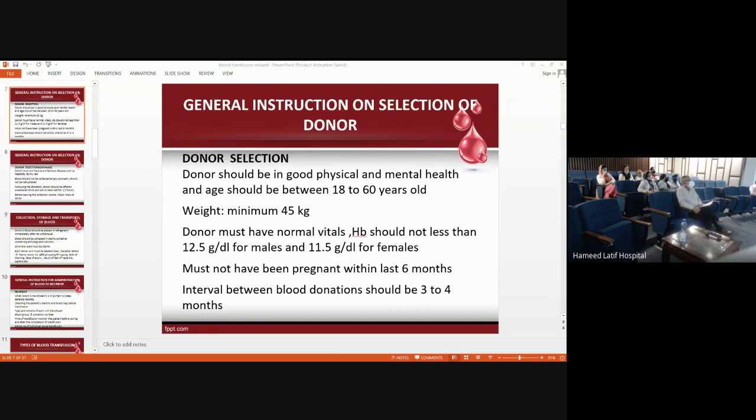Non-immunological reaction. In non-immunological reaction, fluid overload is the complication. Giving whole blood to a patient who only requires red blood cells can cause circulatory overload. Clinical features can be chest pain, cough, and frothy sputum. Management can be to use packed cells instead of whole blood, use diuretics before transfusion to decrease the blood volume, and transfuse blood at a slow rate.